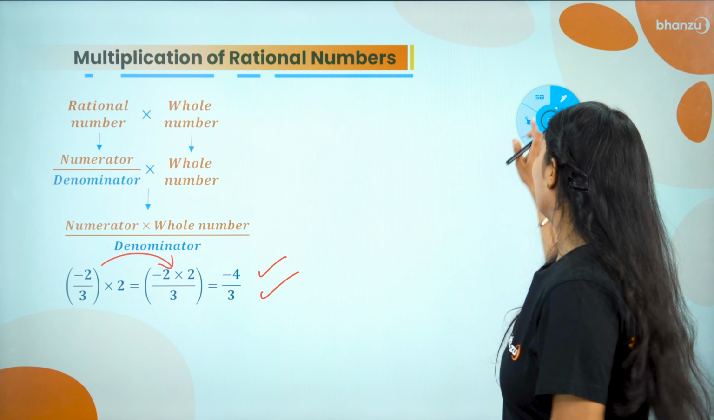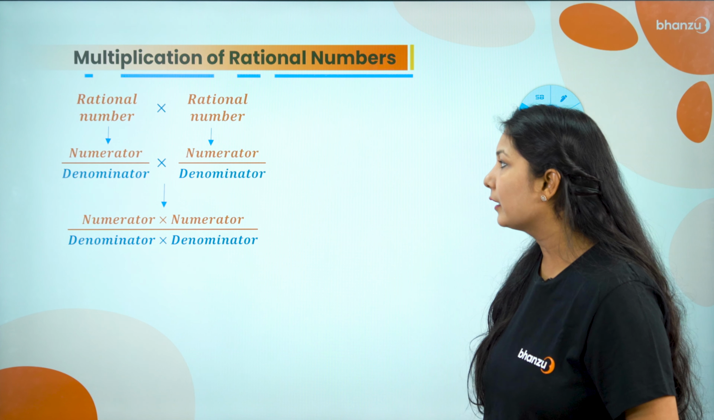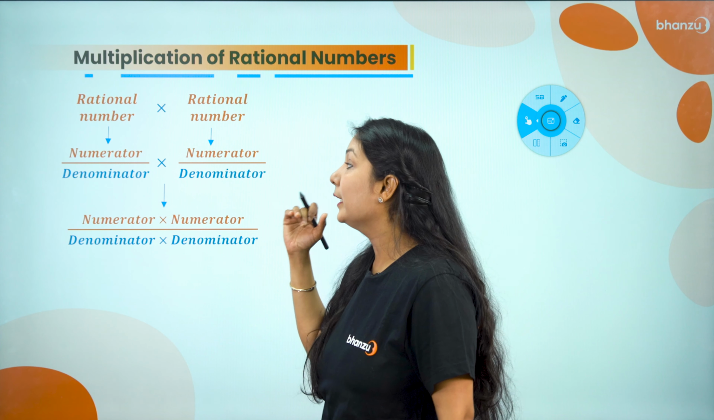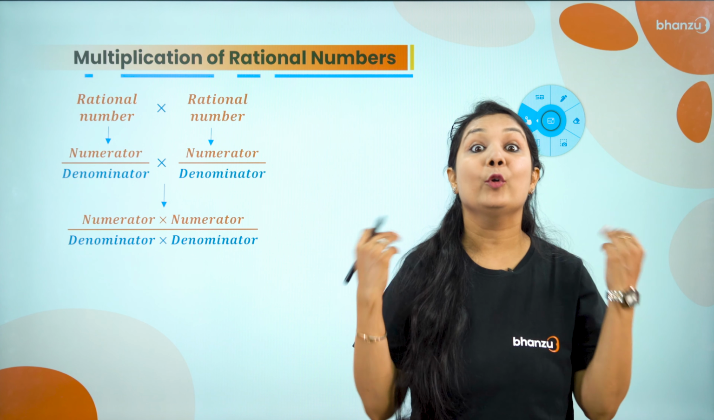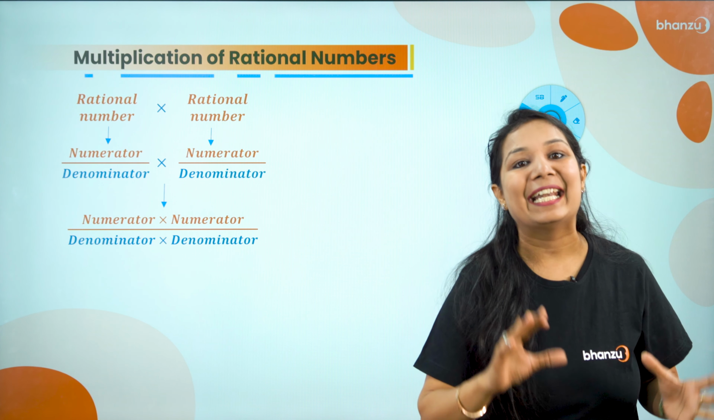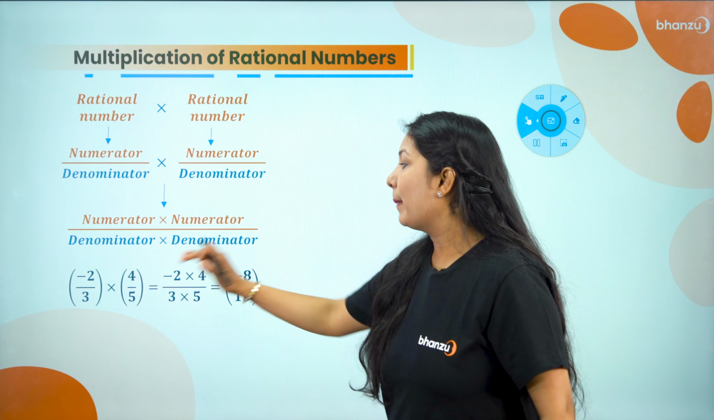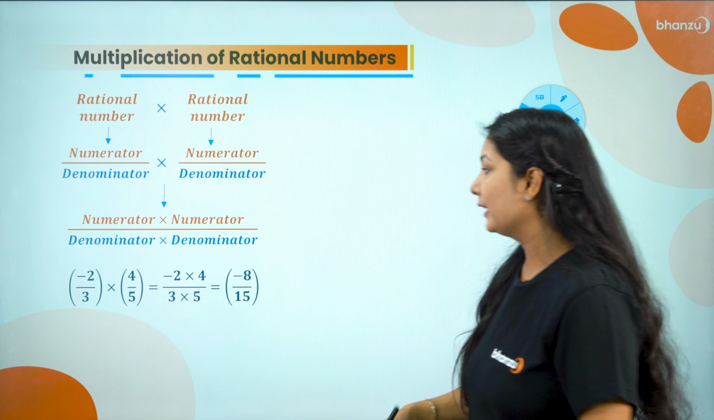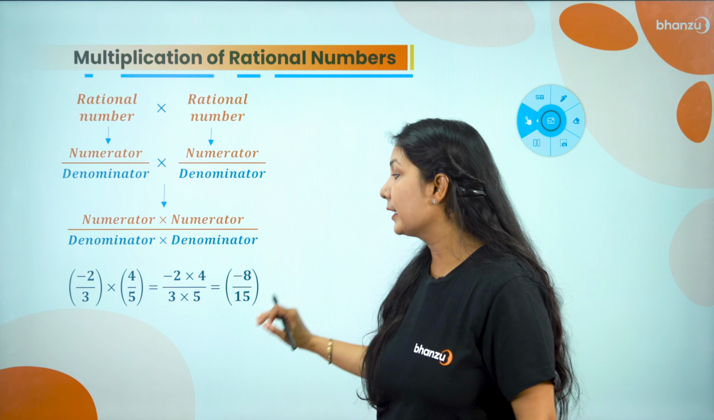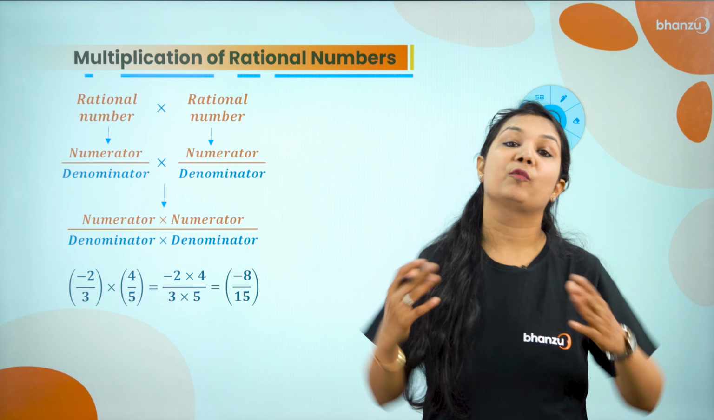Now what if you multiply a rational number by a rational number itself? Let's have a look at it. So rational number is actually numerator upon denominator. So now we have two numerators and two denominators. So how do we get the product? Just multiply the numerator by numerator and denominator by denominator. Right? So what do we do over here? Minus 2 into 4, which is minus 8, and 3 into 5, which is 15. So we get the answer as minus 8 upon 15.